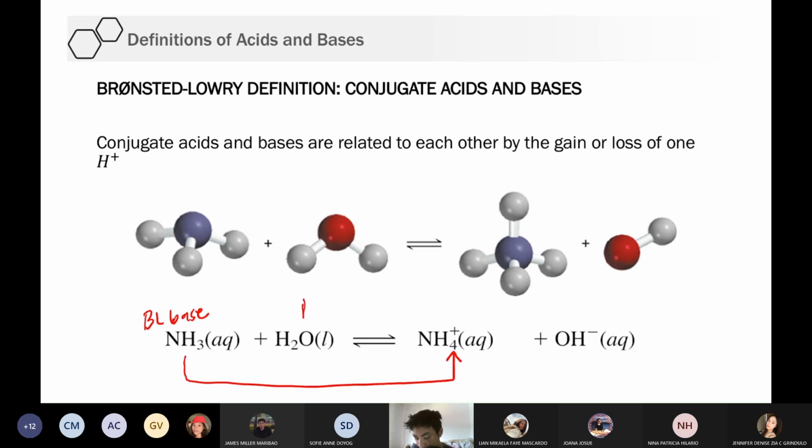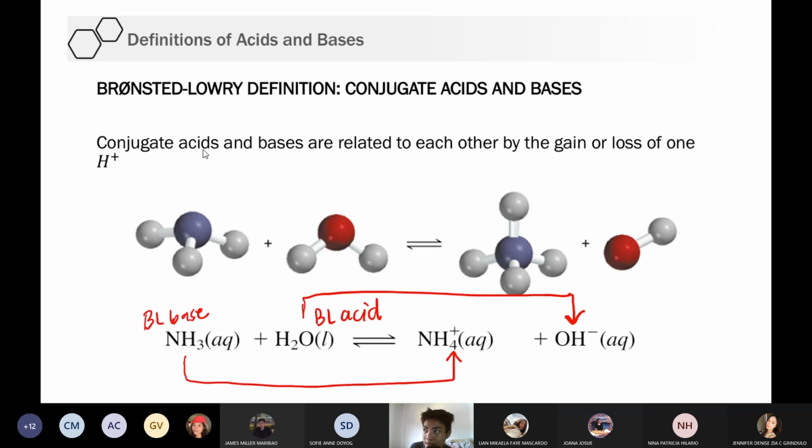Si water naman, on the other hand, it became hydroxide ion na lang. So, ano nangyari kay water? Nabawasan siya ng H. Okay? So, ibig sabihin, since nabawasan siya ng H, tawag sa kanya ay Bronsted-Lowry acid. Okay? So, mapapansin nyo, yung ating Bronsted-Lowry definition, it only applies to the reactants, no? So, ito nabawasan ng H, so siya ay acid. Ito, nadagdagan to ng H pagdating sa product side, siya ay base. Okay, so ito yung base, ito yung acid, pero ano yung tawag natin sa products? Okay. So ano yung pwede nating tawag sa kanila?